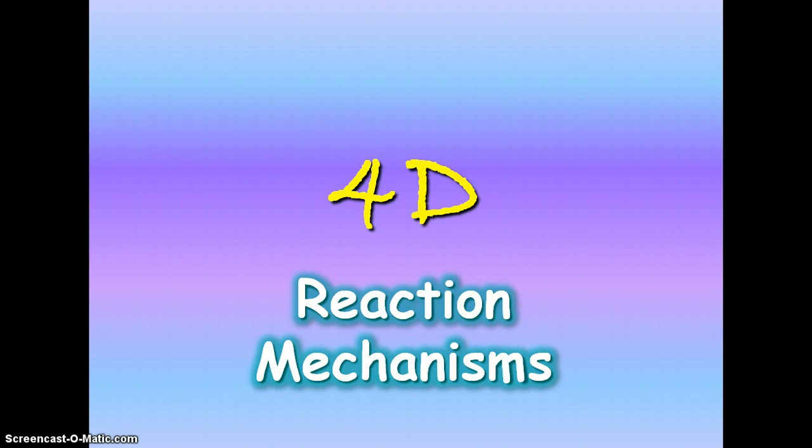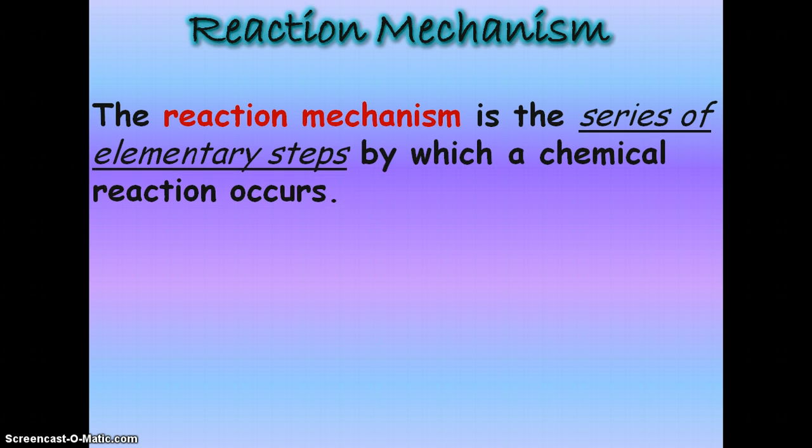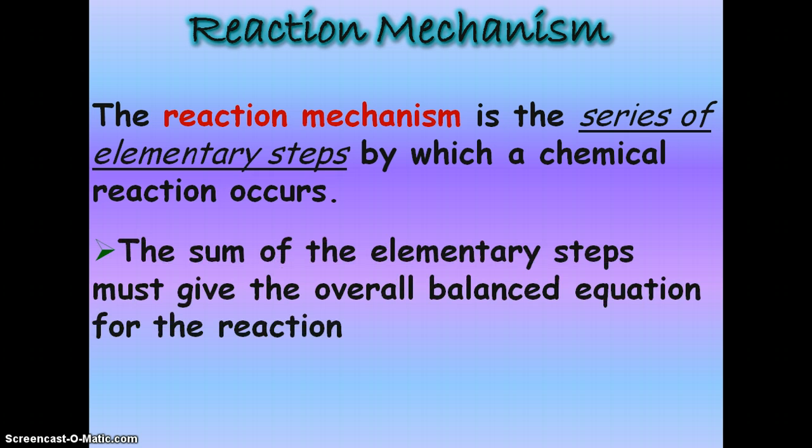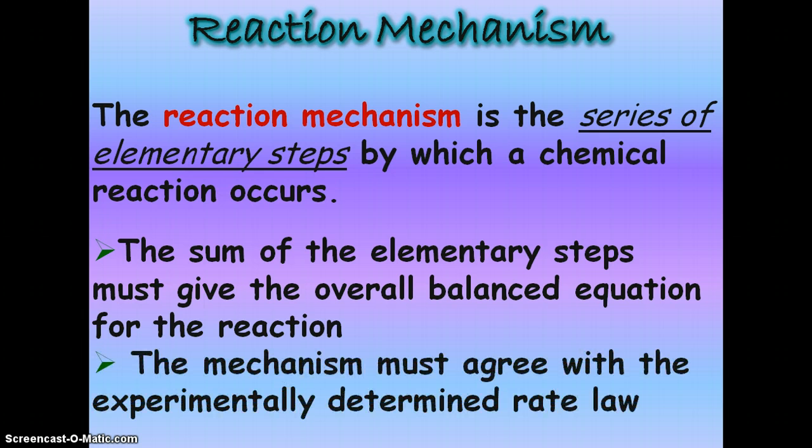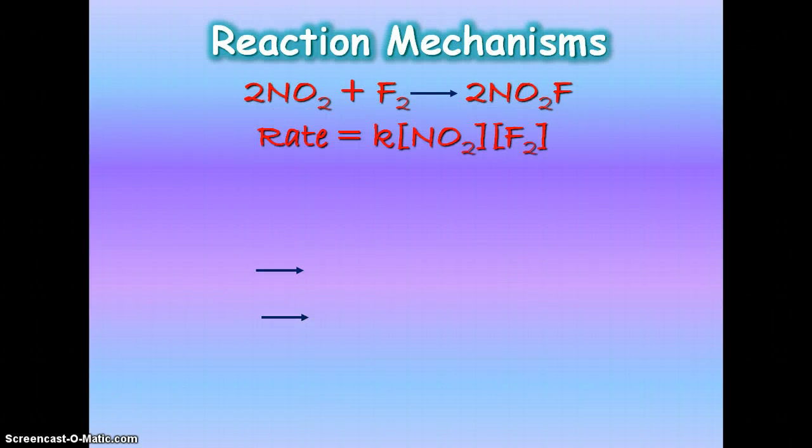In this podcast, we're going to talk about reaction mechanisms, and this is part of 4D. A reaction mechanism is the series of elementary steps by which a chemical reaction actually occurs. The sum of the elementary steps must give the overall balanced equation for the reaction, and the mechanism must agree with the experimentally determined rate law. Remember, that's how we determine rates, is through experiment.